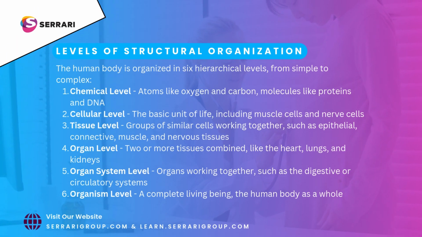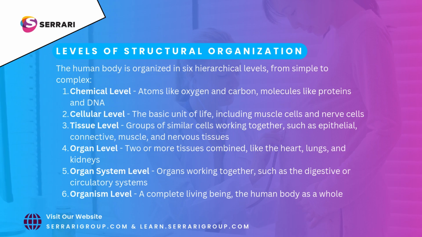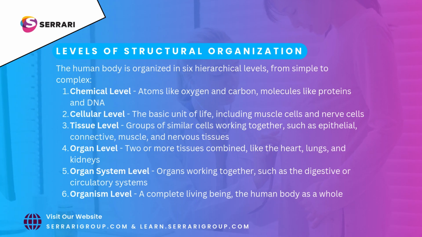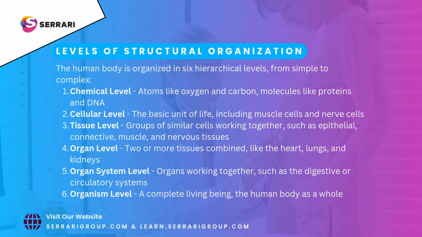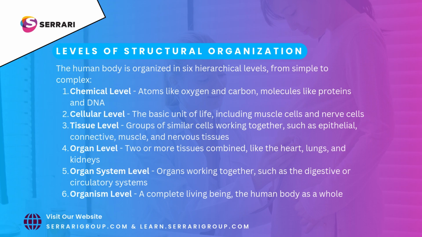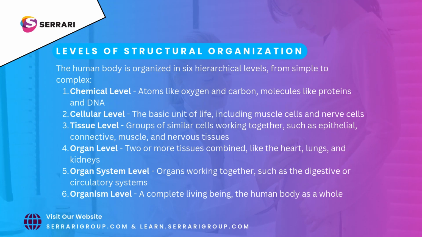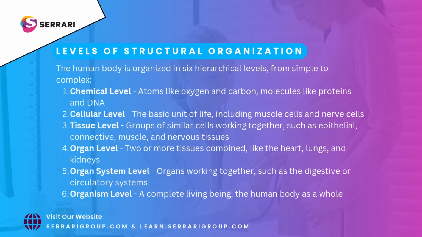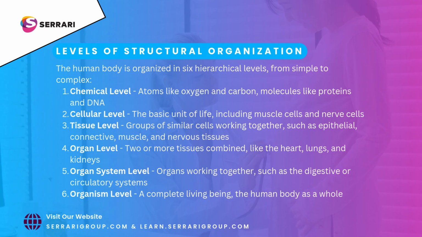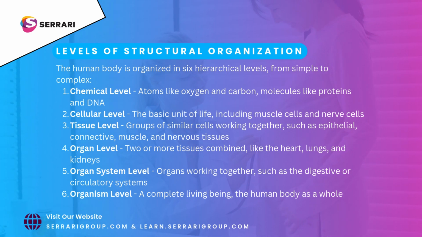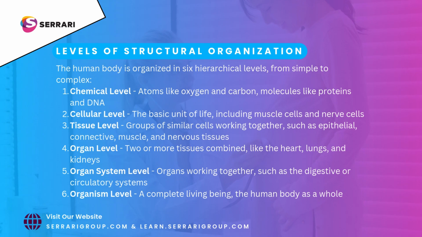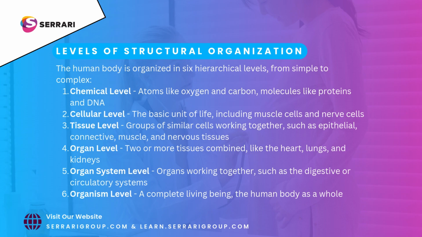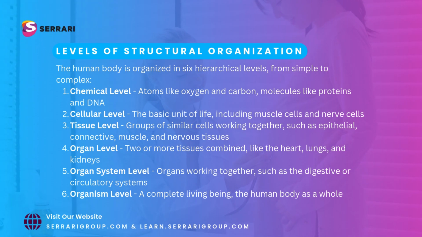Levels of structural organization. The human body is organized in 6 hierarchical levels, from simple to complex. Chemical level: atoms like oxygen and carbon, molecules like proteins and DNA. Cellular level: the basic unit of life, including muscle cells and nerve cells. Tissue level: groups of similar cells working together, such as epithelial, connective, muscle, and nervous tissues. Organ level: 2 or more tissues combined, like the heart, lungs, and kidneys. Organ system level: organs working together, such as the digestive or circulatory systems. Organism level: a complete living being, the human body as a whole.